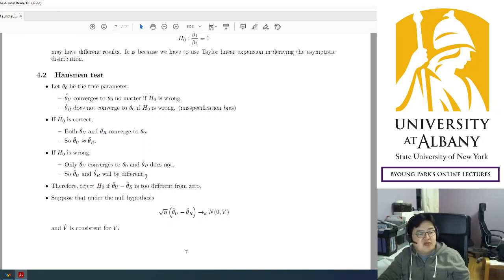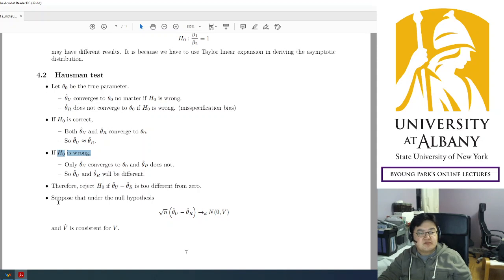So then it's clear we are going to test whether they are similar or not. If you can calculate the unrestricted estimator and also calculate the restricted estimator and take their difference, and if the difference is close to 0, your null hypothesis is likely to be correct. But if the difference is large, then the null hypothesis is likely to be wrong. So that is the idea.